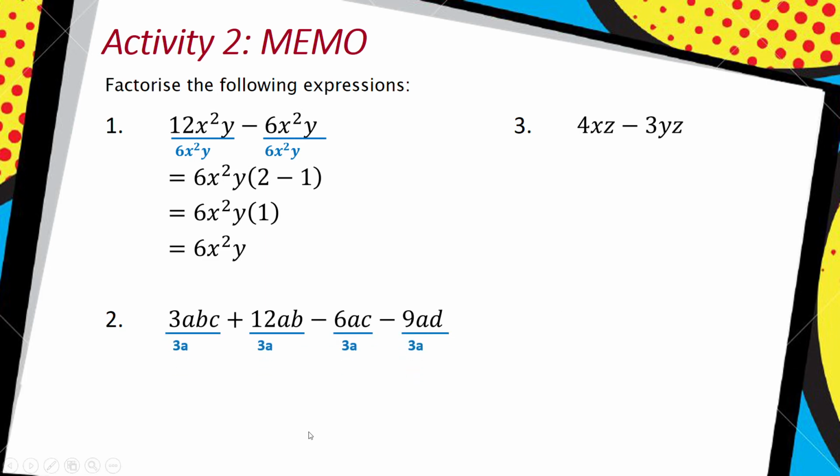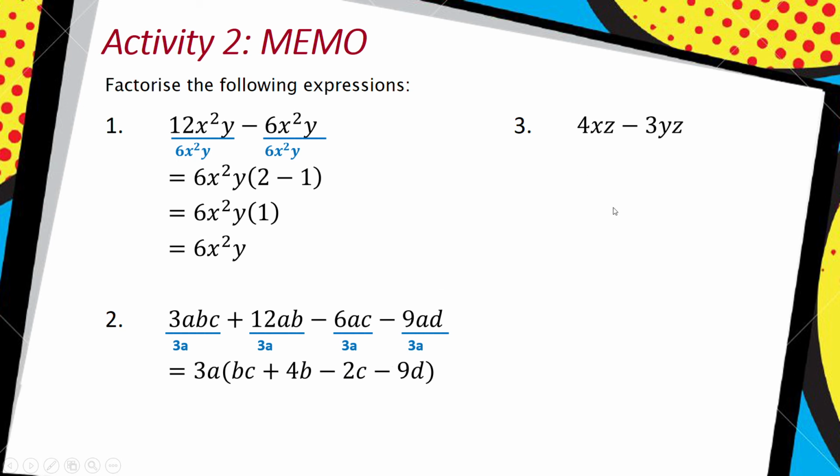That's it. Okay, so then I would start cancelling. Well, 3a cancels with 3a, so I'm just left with bc. 12 divided by 3 gives me 4. The a's will cancel, and I'm left with b. Minus 6 divided by 3 is 2. The a's will cancel, and I'm left with c. And then 9 divided by 3 is supposed to be 3. Please change that. It should say 3. The a's will cancel, and I'm left with d. Okay, so you should have 3a, open bracket, bc plus 4b, minus 2c minus 3d.